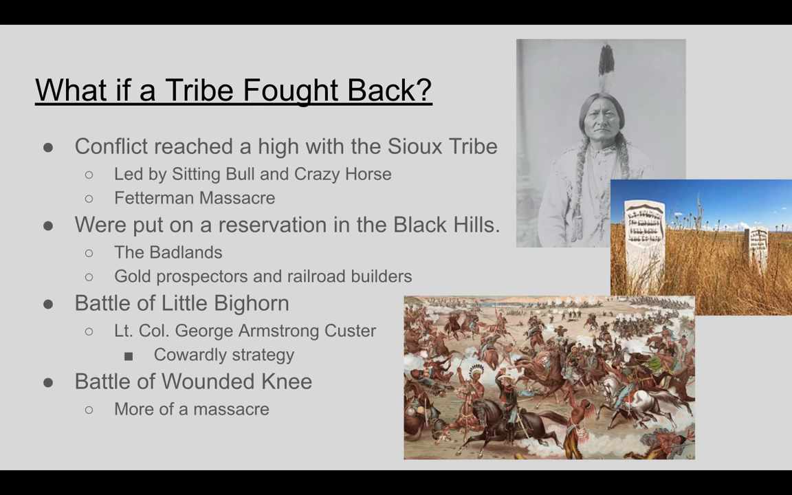Now, Fetterman has himself and 82 men. You have two options at this point. You go, nope to the nope, and you keep going, or you order all your men into the woods.